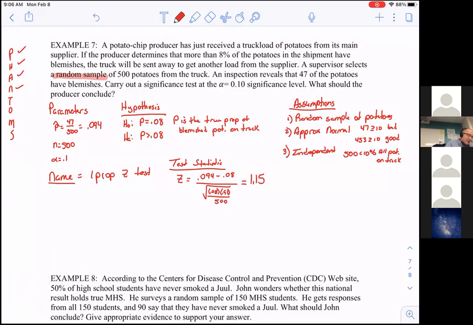Next, we're going to obtain a p-value. My p-value, again, if we go back to that printout, was 0.125.